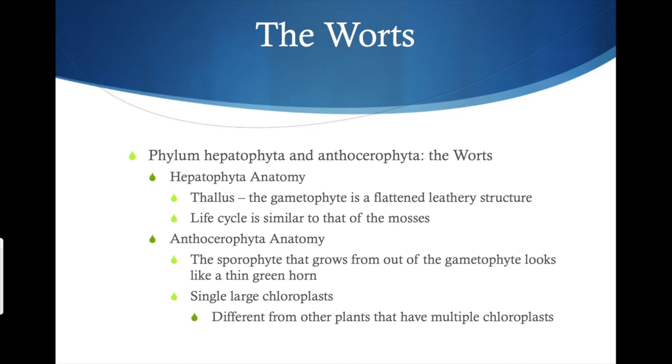Now the worts, phylum Hepatophyta and Anthocerophyta. You're not going to need to know the phylum names for all these, but we're going to go quickly through the worts because you don't need to know so much. In your book, you can see in the anatomy of the Hepatophyta, the thallus. The gametophyte is a flattened, leathery structure, and it's very similar to that of the mosses, where you have the alternation of generations. The sporophyte that grows out of the gametophyte looks like a thin green horn, with a single large chloroplast, different from other plants that have multiple chloroplasts.